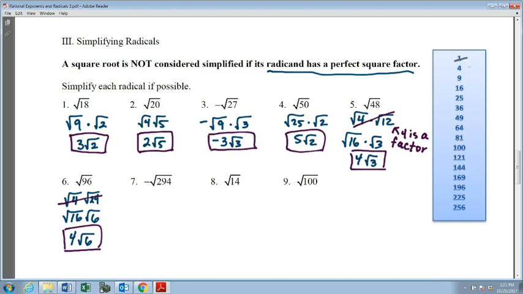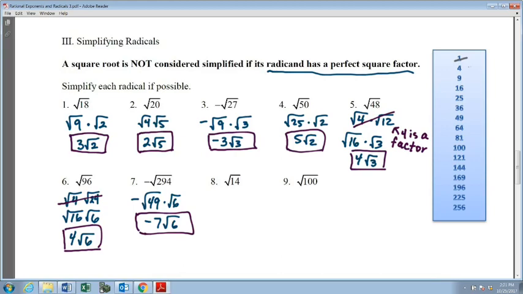So go ahead and try number 7. It looks difficult because the number is big, but you just need to keep going until you find the perfect square factor of 294. So you might want to stop the video and try it. All right, you should have found that the square root of 49 works, or 49 is a divisor. So we can write this as negative square root of 49 times square root of 6, because 6 times 49 is 294. So we're going to get negative 7 square root of 6.